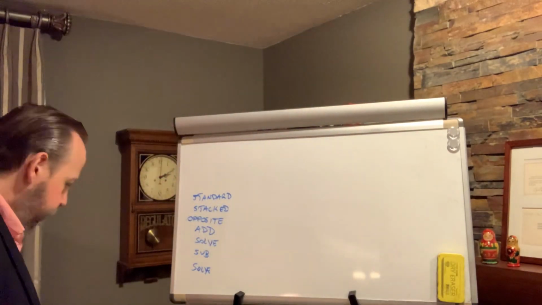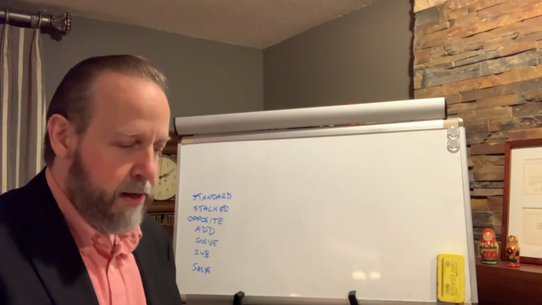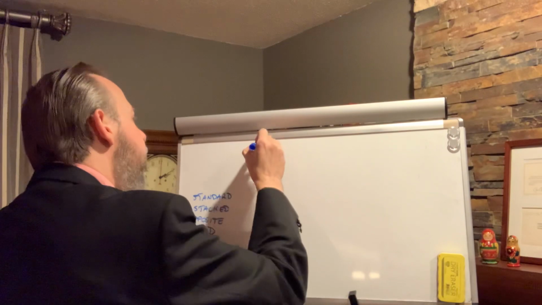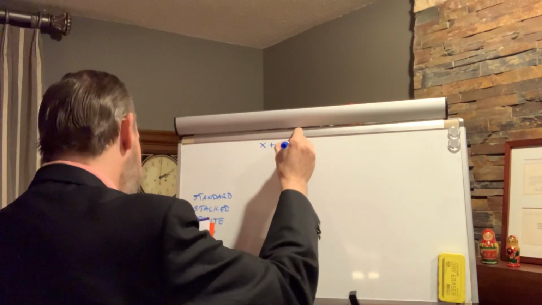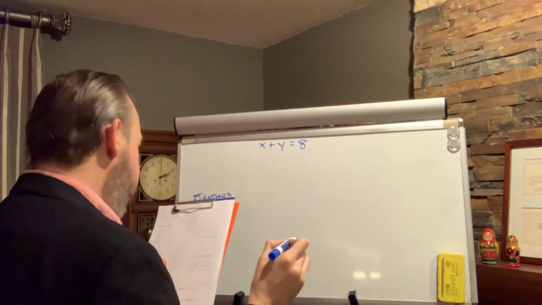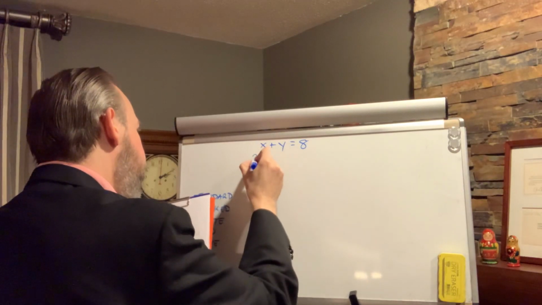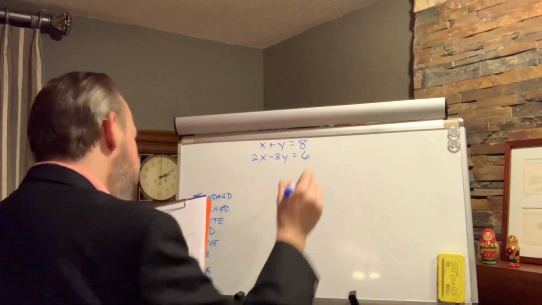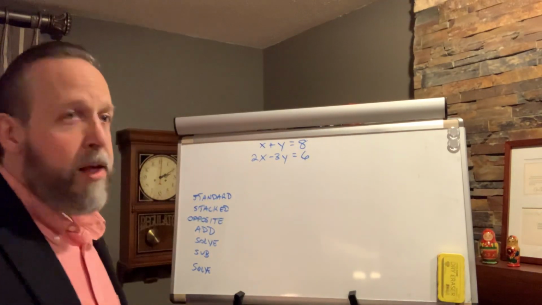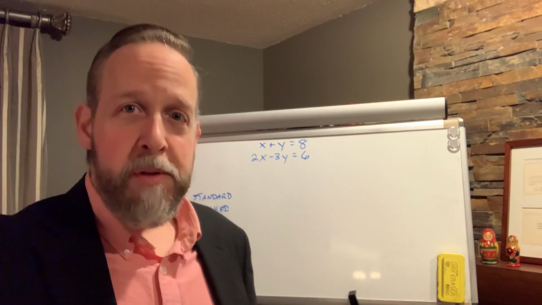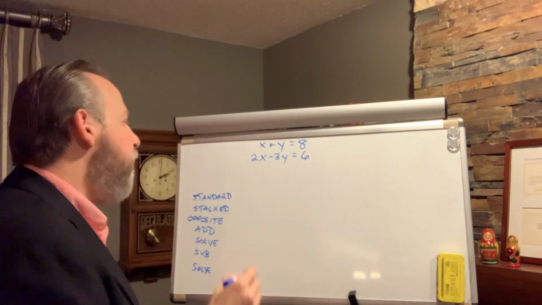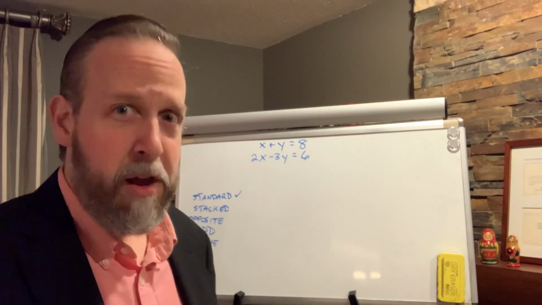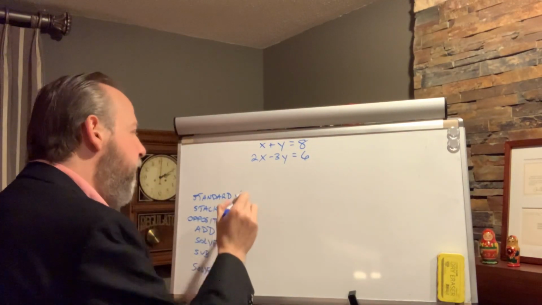Here's my system. All right, today's system is x plus y equals 8, nice and easy, and 2x minus 3y equals 6. All right. Are they in standard form? Well, yeah, they are. That was easy. But are they stacked? Yes, they are. Making this too easy for you.